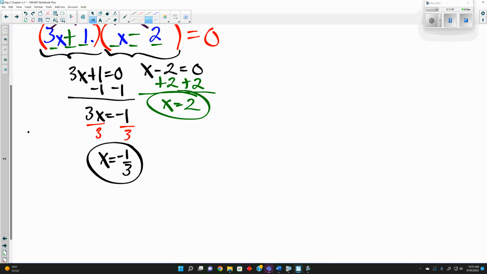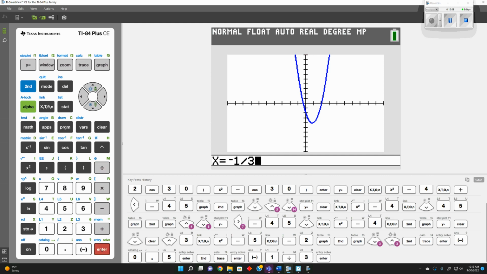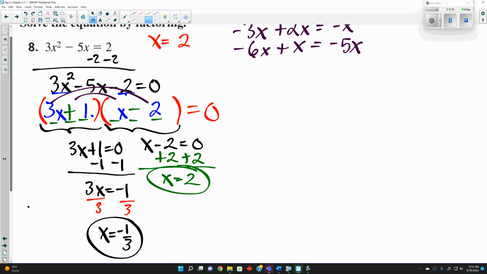Any other questions on this here? Now, we can use the value function on the calculator. Say second, calculate value, negative 1 divided by 3. It is indeed 0. Any other questions on any of this here?